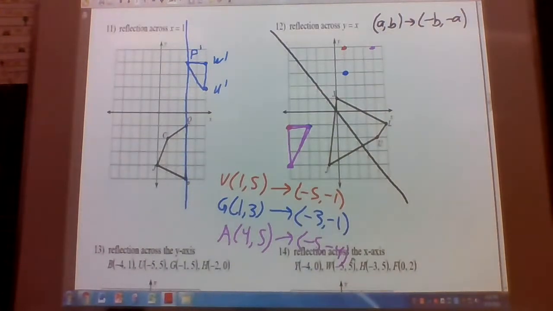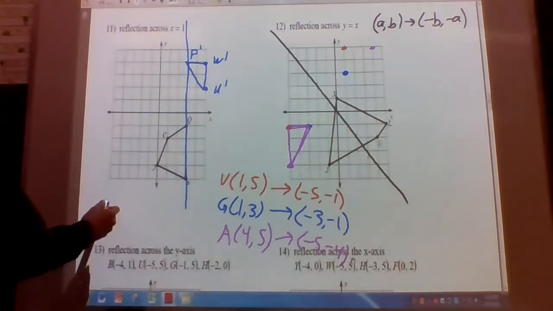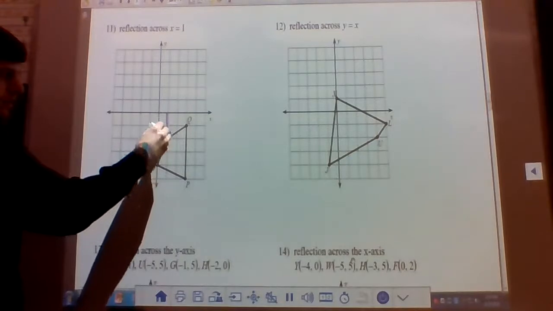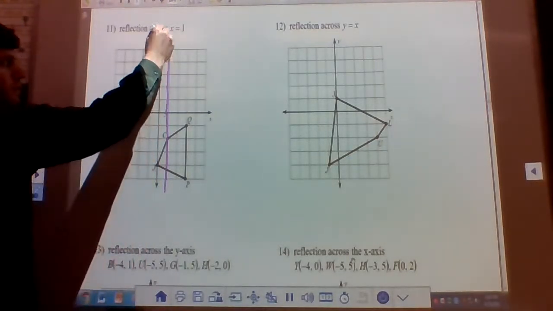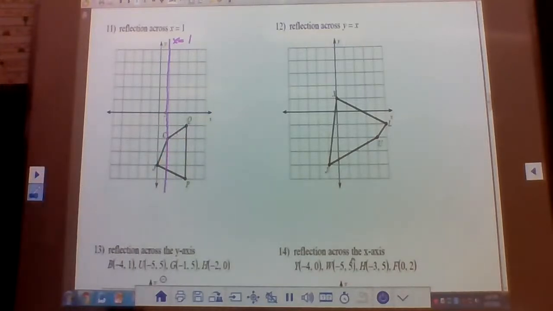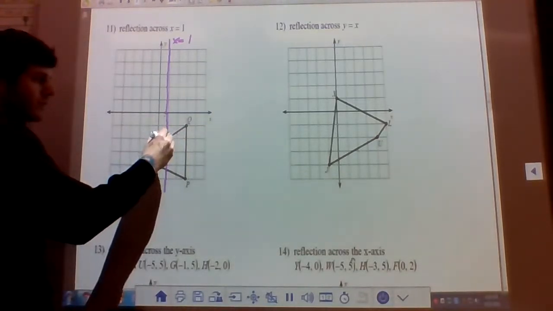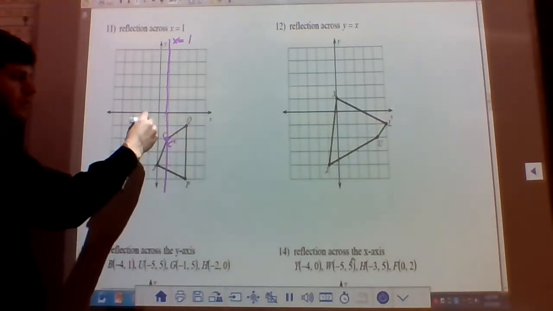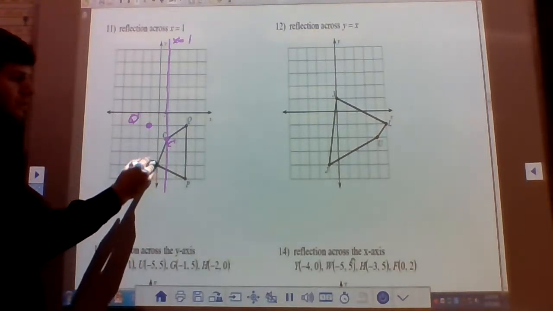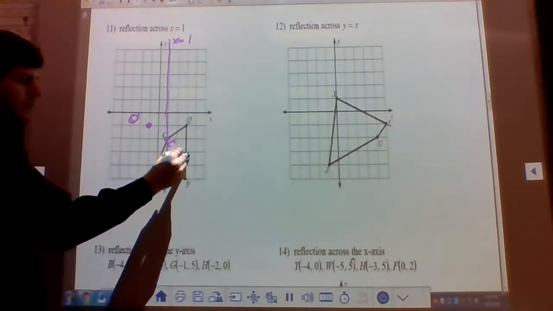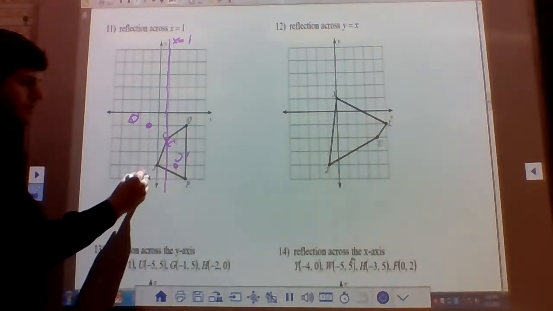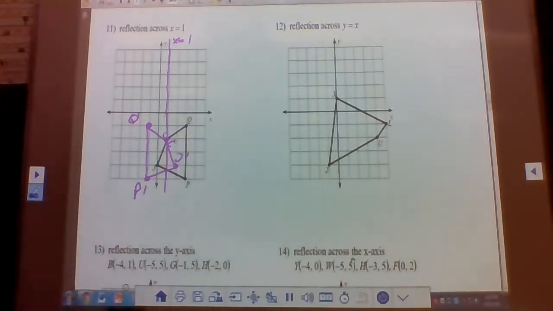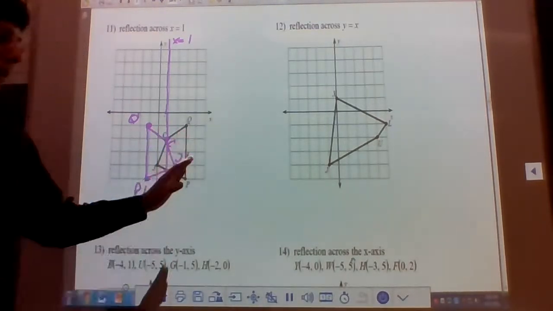Let's go to number 11. So here we're reflecting over the line x equals 1. So let's draw in our line x equals 1. So here's x equals 1, and it's a vertical line. Okay. C is on the line, so C prime stays on the line. Q is 2 to the right of the line, so Q prime is going to be 2 to the left. J is 1 to the left, so J prime is going to be 1 to the right. P is 2 to the right, so P prime is going to be 2 to the left. Connect our points. And they should reflect right over the line x equals 1 both ways.